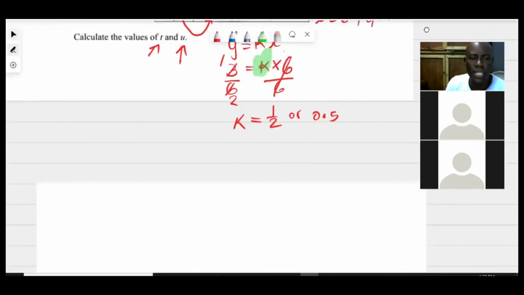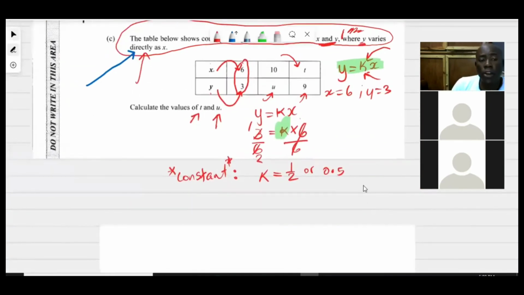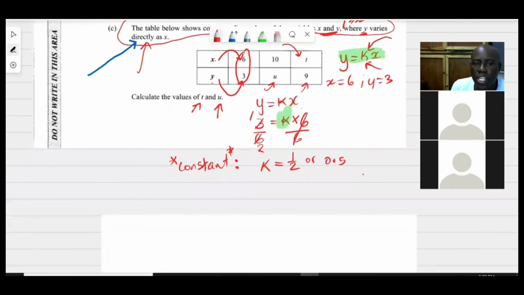Now, the variation questions are like this. K is the constant. You know what the word constant means? It means that it will not change. So when x changes to 10 and y changes to another number, k will be a half. When y changes to 9 and x changes to another number, k still remains a half, and that is why it is called the constant. So what we're going to do now is use the formula for variation.